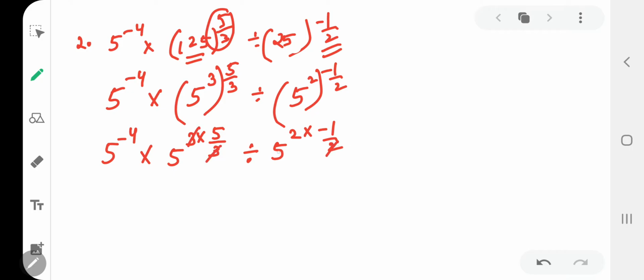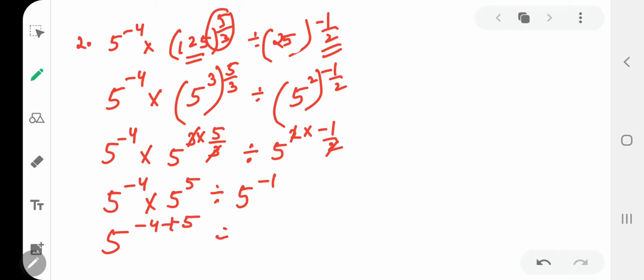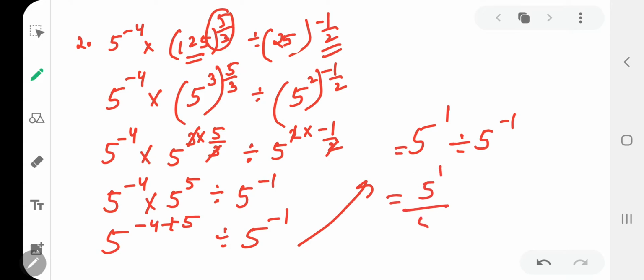Now if I open the things, I'll get something like this. You can eliminate this. So you will get 5 raised to minus 4, 5 raised to 5 divided by 5 raised to minus 1. Got my point clear? Now the ones which are in multiplication, I will add the exponents and I will write divide by 5 raised to minus 1. So it will be 5 raised to minus 4 plus 5, which is 1, divided by 5 raised to minus 1.